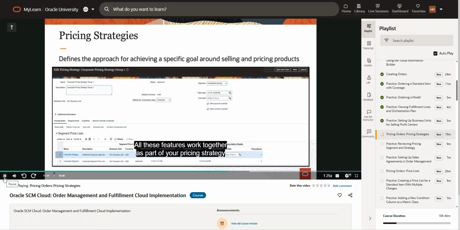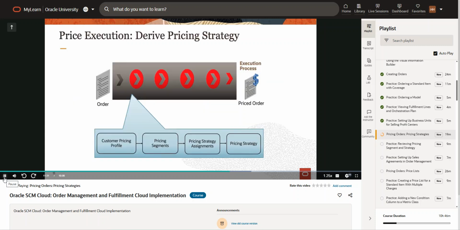This diagram walks you through how the pricing strategy is determined for computer service and rentals during the pricing execution process. Here's how it works at a high level. First, the system evaluates the customer's pricing profile. It looks at the attribute values set up for this customer and uses those to figure out which pricing segment they belong to on the pricing date.